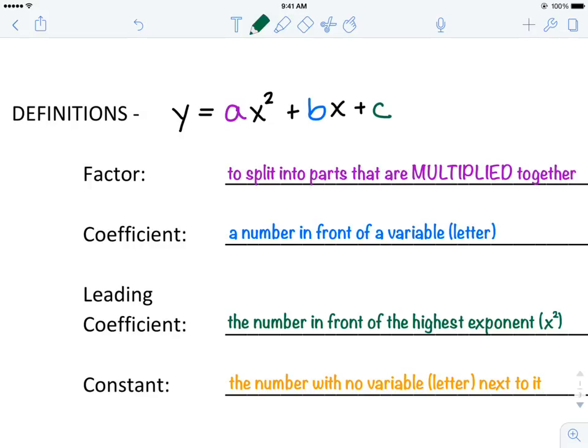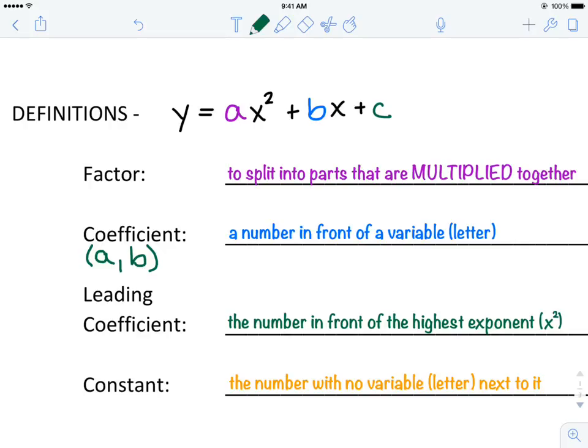So to factor is to split into parts that are multiplied together. Today, we are going to factor quadratics. To be specific, we're going to factor quadratic trinomials. Then, a coefficient is a number in front of a letter. So in our case here, we can say that we have coefficients of a and b. Doesn't matter that one is in front of x squared and that one is in front of x. They're both coefficients because they're numbers that go in front of letters.